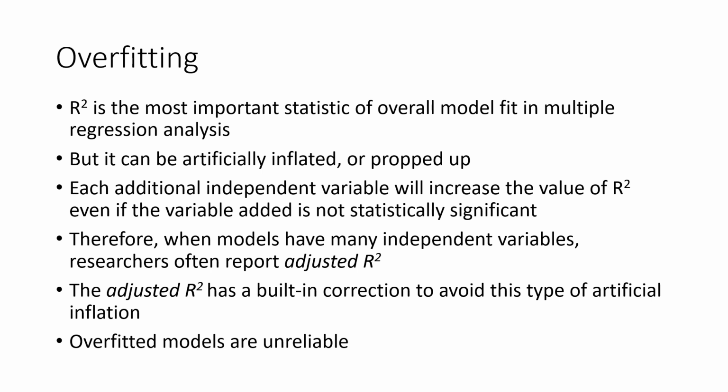So instead of reporting R squared, many data scientists report what we call an adjusted R squared. The adjusted R squared is a statistic that has a built-in mechanism to correct for this type of artificial inflation. And it's important to report the adjusted R squared rather than the R squared because overfitted models tend to be unreliable.